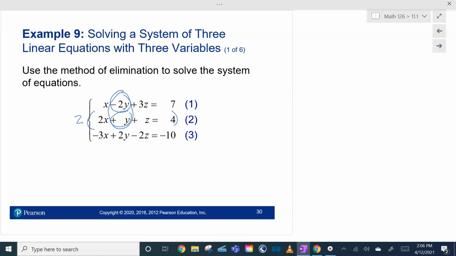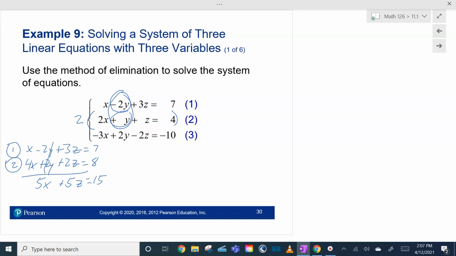Equation 1 stays the same: x minus 2y plus 3z equals 7. Equation 2, multiply everything by 2, and I've got 4x plus 2y plus 2z equals 8. My y's are gone, so I got 5x plus 5z equals 15. So what I did is I got rid of the y with equations 1 and 2.